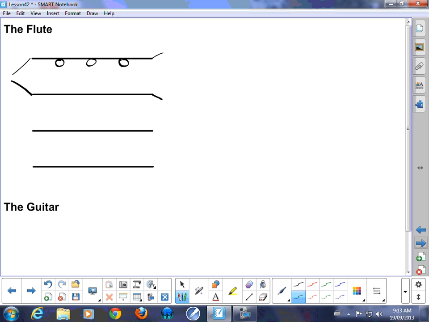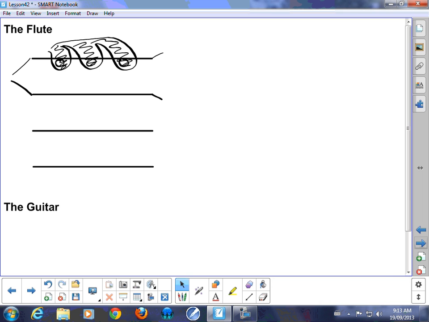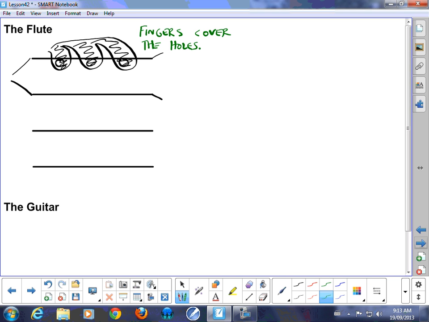So how does this work? Well, the musician can cover up the holes. These are supposed to be fingers. The fingers cover the holes.